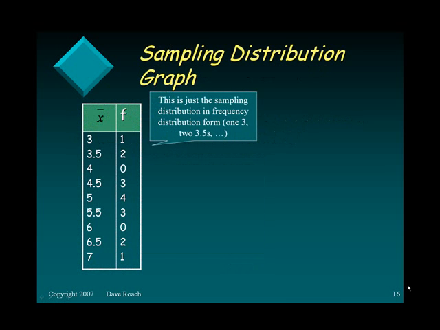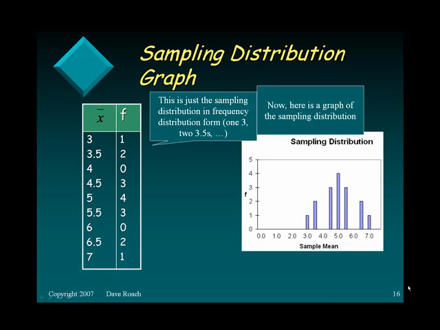Now let's graph the sampling distribution. First, I'm just going to turn our sampling distribution into a frequency distribution. I'm just counting the number of sample means that are 3. There was one of them. There were 2 3.5s, 3 4.5s, 4 5s, and so on. So that's going to be our sampling distribution. Now here's a graph of that. This is no longer a flat distribution. In fact, it sort of has the makings of a bell curve. And that really is the heart of the matter.